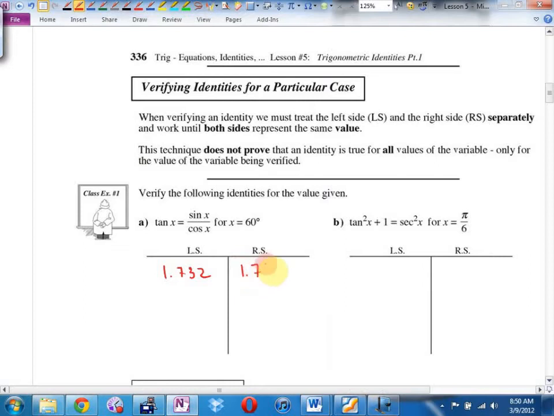Is that an actual proof? No. All you've given me is one example that works. So you can use this trick, you can use this method, Ryan, just to see if it does work. That might help you on a multiple choice identity, for example.